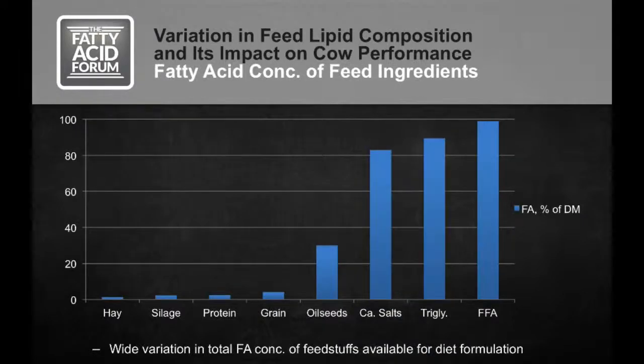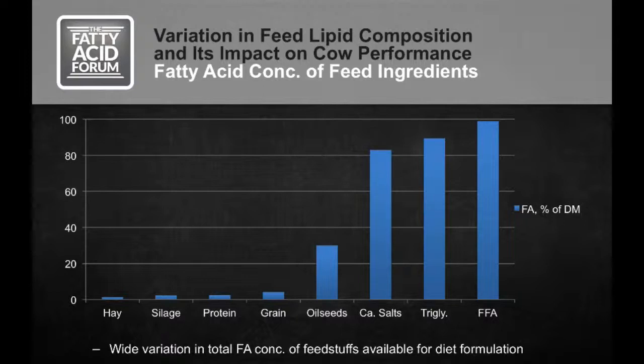So in this next slide, I simply wanted to remind everyone of the wide variation there is in total fatty acid concentration of feedstuffs for the different feeds available for diet formulation. From those feeds that contain very, very low levels of total fatty acids, for example, different forages containing less than 5% fatty acids, to those feedstuffs that go all the way up to 80 to 100% fatty acids, such as different commercial rumen fat supplements that are very high in fatty acids.